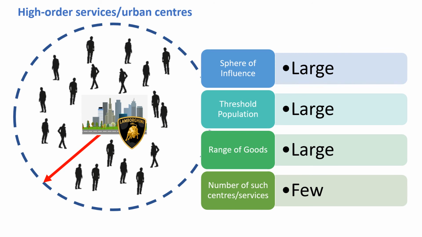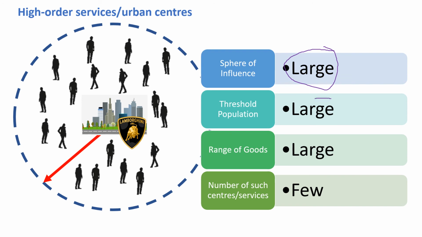Now let's look at an example of a higher order service or a higher order urban settlement. So I've drawn a city in the middle. There's also a Lamborghini logo to represent maybe a higher order business, higher order function. And if you were accessing a city, think of Johannesburg. People travel all over the country to come to Johannesburg for things like work, for education, for healthcare, for business. So Johannesburg has a very, very large sphere of influence. Some people travel all over the world to come to the city.